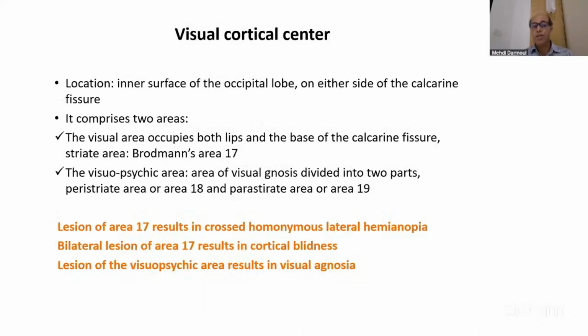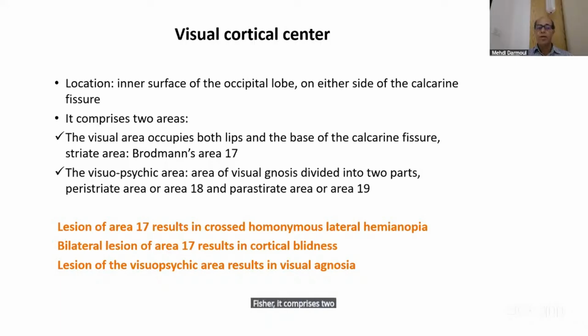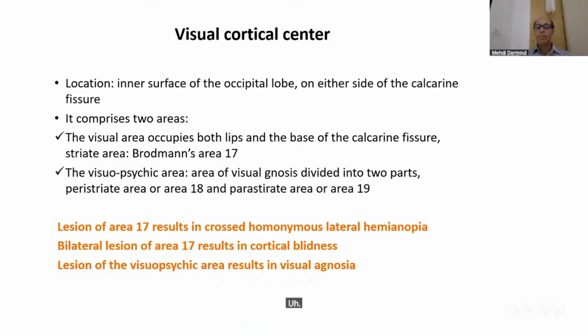Here we come to the visual cortical center. This visual cortical center is located in the inner surface of the occipital lobe on either side of the calcarine fissure. It comprises two areas. The visual area, which occupies both lips on the base of the calcarine fissure, is called the striate area or Brodmann's area 17. The visuopsychic area of visual gnosis is divided into two parts, the peristriate area or area 18 and the parastriate area or area 19.